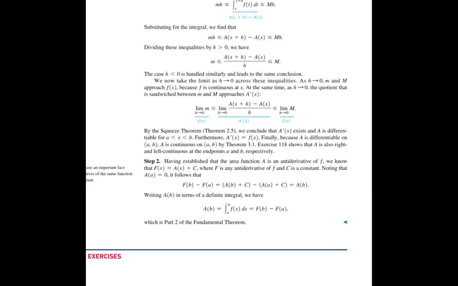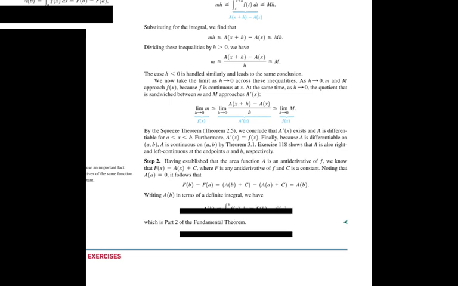A of a goes to 0, because it's like the area under the curve at a point. These C's are essentially going to cancel each other out, and so this all condenses down to just A of b. But then A of b in terms of the definite integral is going to be the integral from a to b of f, which is going to be F of b minus F of a. Which is part 2 of the fundamental theorem.